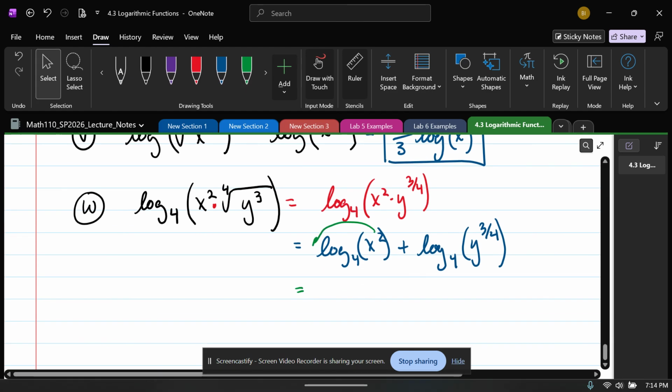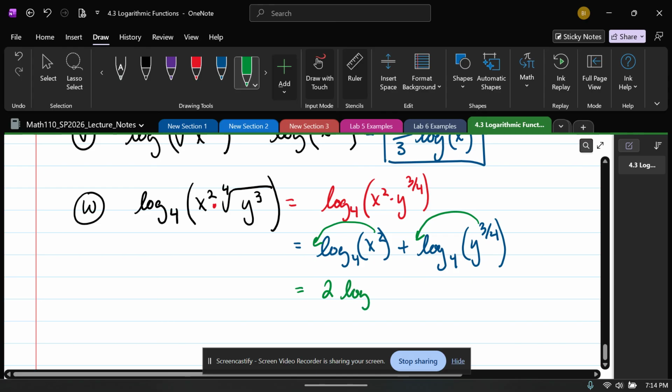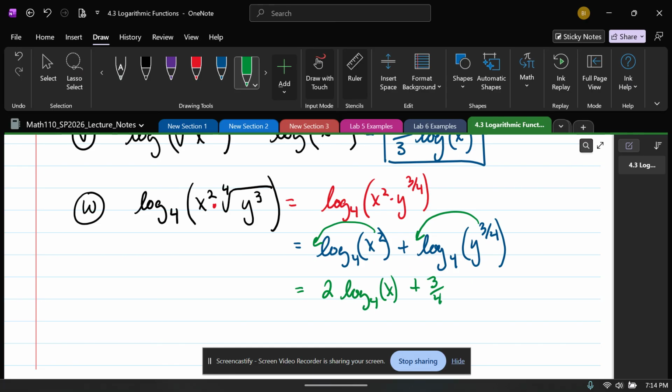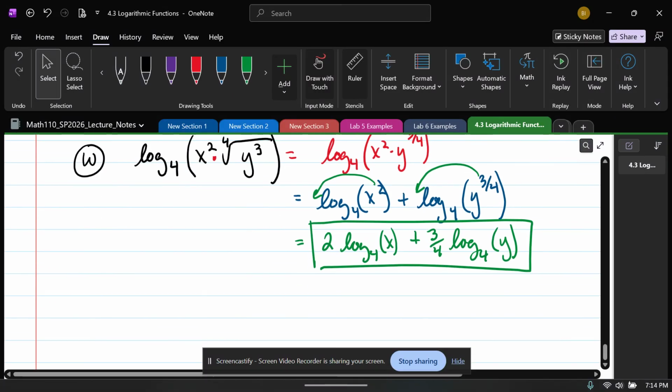So that 2 is going to drop to the front. That 3/4 is going to drop to the front of that one. 2 log base 4 of x plus 3/4 log base 4 of y. And you've split it up as much as you can. Let's do one more expansion, then we will condense.